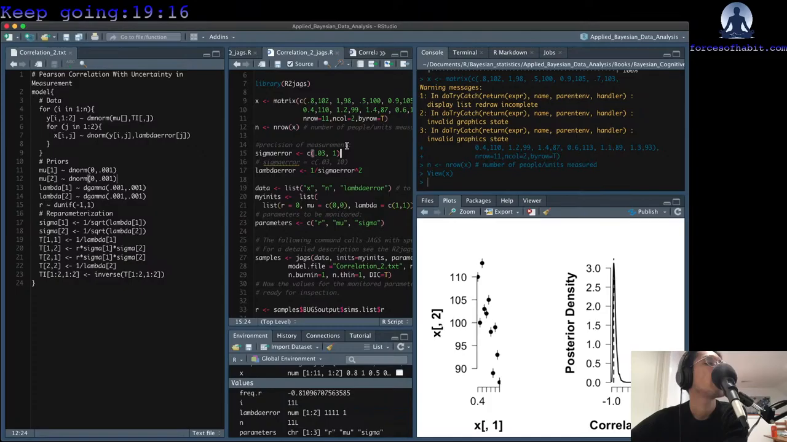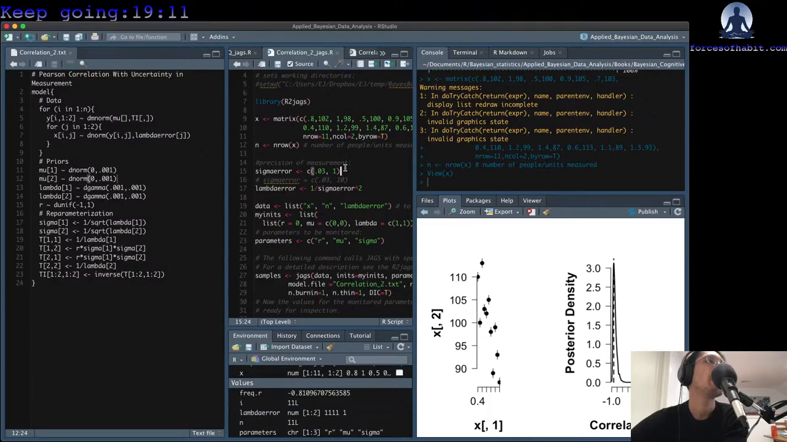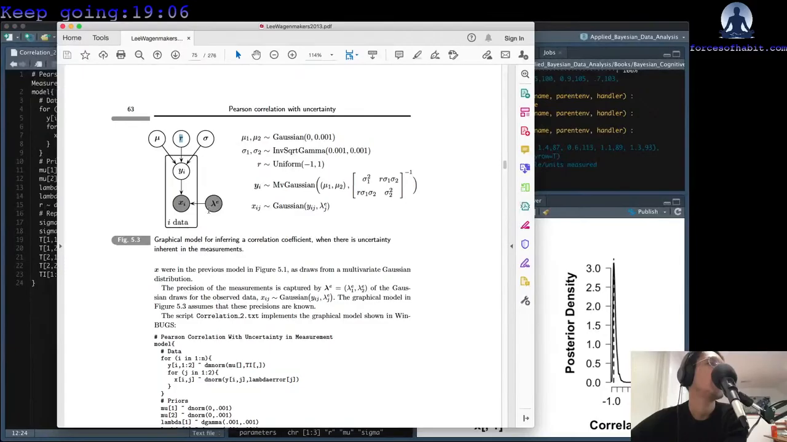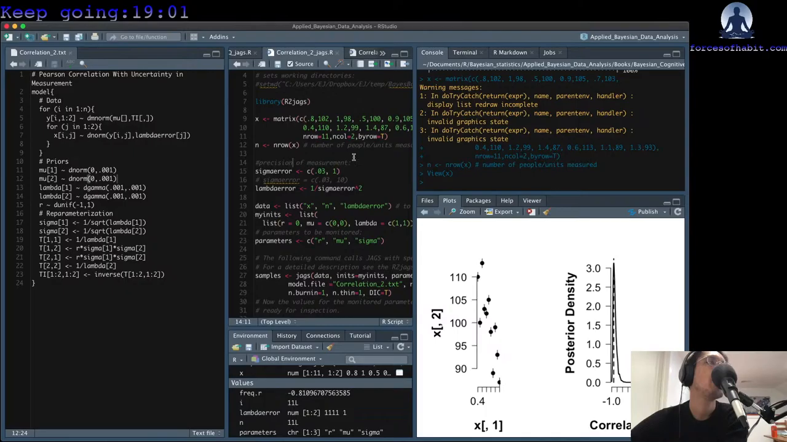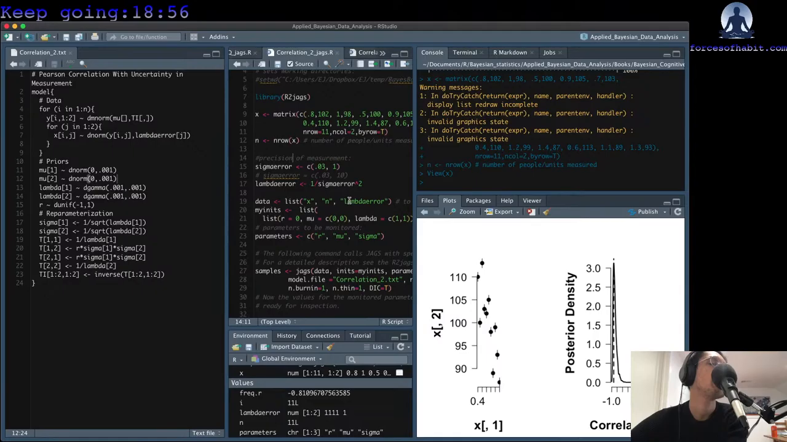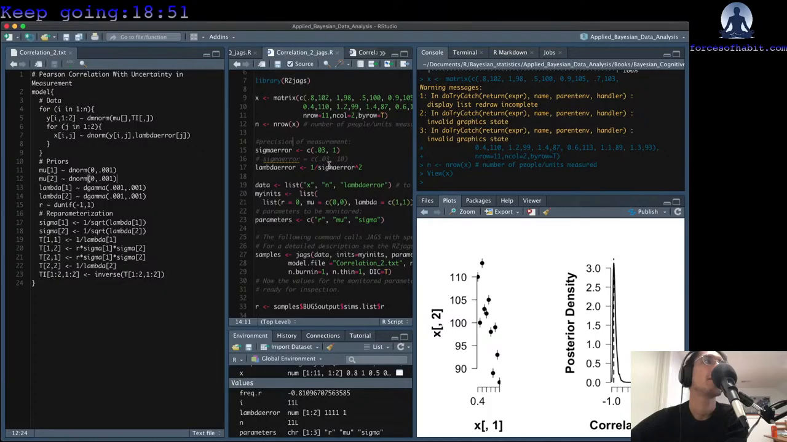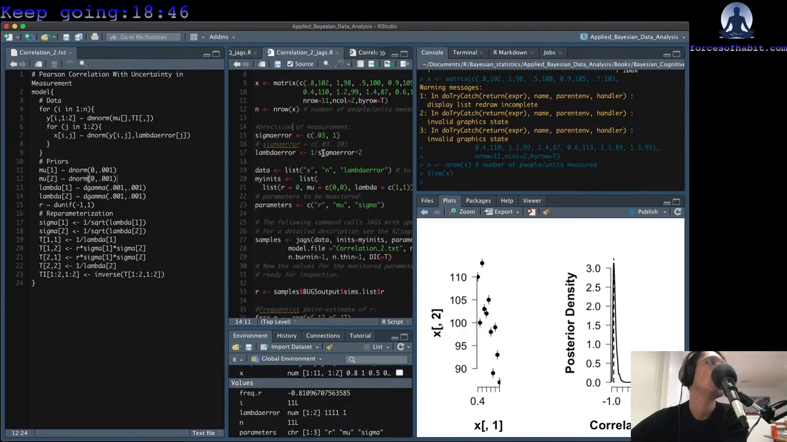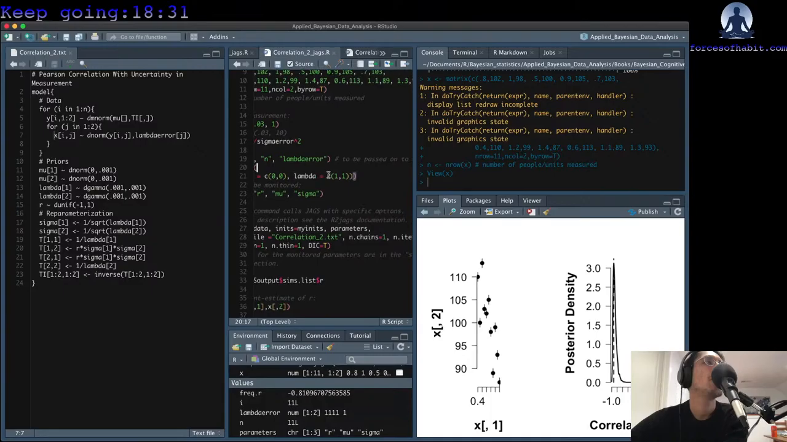Sigma error is something we are specifying beforehand, right? Because it said in the text that sigma was known, and shown here, we know what this value is. So we have sigma, and now we reparameterize sigma error to lambda error here. So 1 over sigma error squared. Initialize what we need: we need n, we need x, we need lambda error. Starting values r, mu, lambda, and then we're interested in r, mu, and sigma.